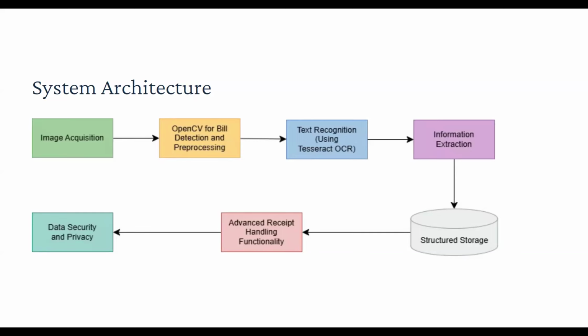The third step is text recognition using OCR and efficient text extraction of the important information which I have discussed earlier, like the dates and warranty periods. And after efficient extraction, we would go with structured storage, which would help us with efficient and advanced receipt handling functionality, which would help us to retrieve the data quickly and efficiently. And the last one, we would ensure the data security and privacy of the extracted text and the user.